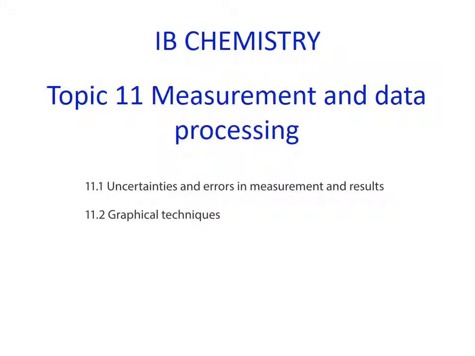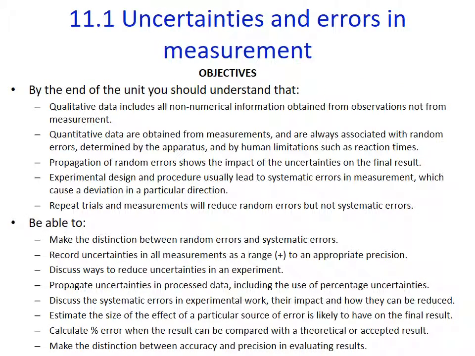So welcome to the first topic in IB Chemistry, topic 11, measurement and data processing. And we're going to look at it in two parts: uncertainties and errors in measurements and results, and graphical techniques. So these are the objectives that you will need to have learnt by the end of this first part on uncertainties and errors in measurements, section 11.1.